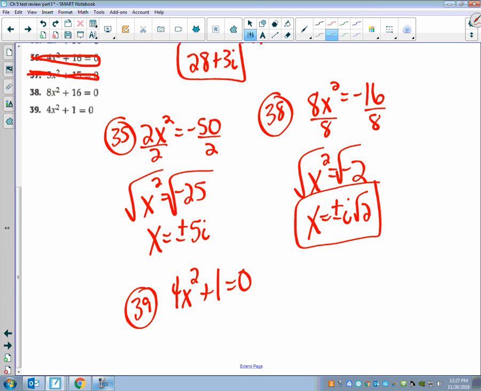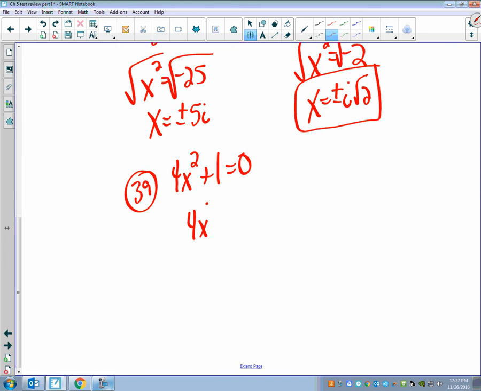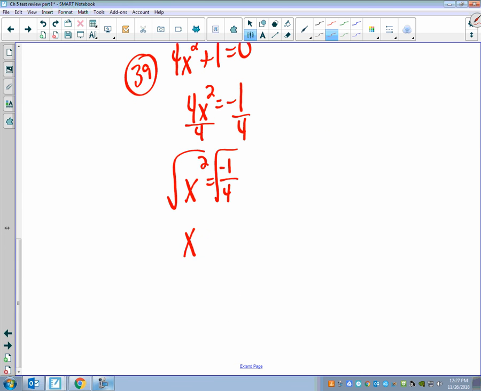And 39 is 4x squared plus 1 equals 0. So the first thing I'm going to do is subtract 1, divide by 4, and I get -1/4. And when I take the square root of that, I get plus or minus i, well, the square root of 1/4, the square root of 1 is just 1, the square root of 4 is just 2, so that's just 1/2 i, or i/2, or 0.5i if you want.